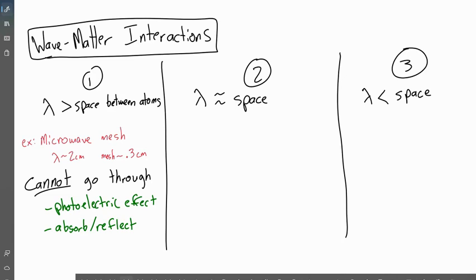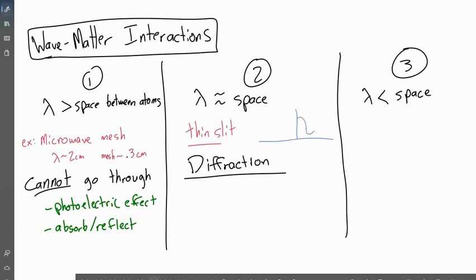Second option here, when the lambda is about equal to the spacing between atoms, this could be either de Broglie wavelength electrons going through a crystal, or light incident on a thin slit. I'll say thin slit over here, because what happens is diffraction. So we get the diffraction patterns. That's the most important bit. We get these intensity graphs over space that look like this. That's intensity over spacing x. We get these diffraction patterns.